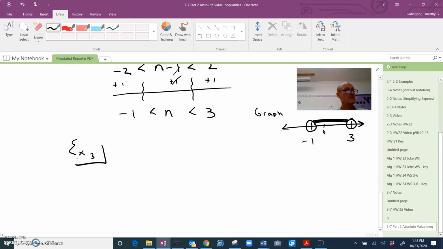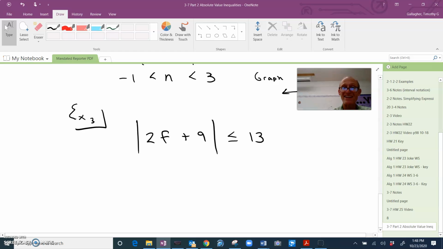It gets a little tricky, a little complicated, but not too bad. So I'm going to do the absolute value of 2f plus 9 is less than or equal to 13. The absolute value of 2f plus 9, less than or equal to 13. Now, this is a less than, so this is squeezed in. So we're going to squeeze it. All right, and it's an and problem.